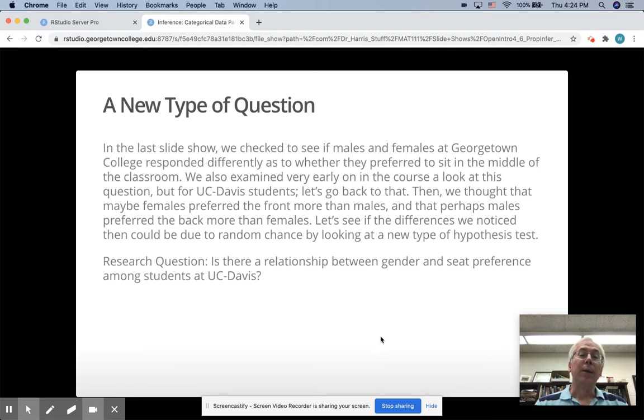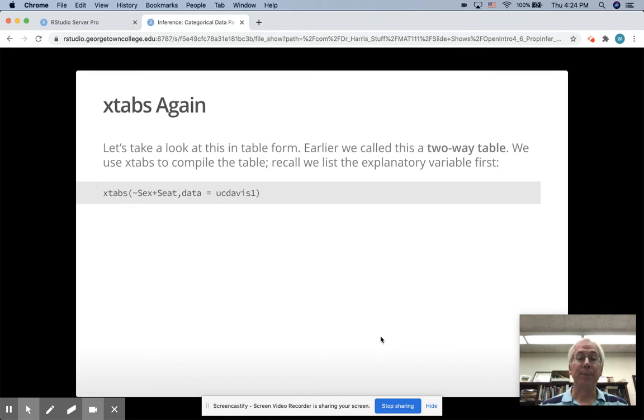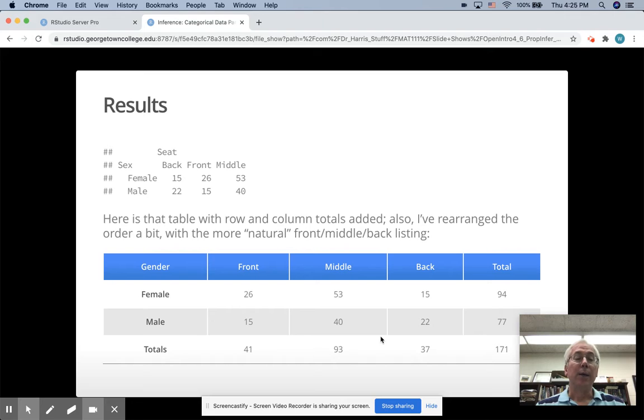Back in chapter 1, it looked like initially that maybe women preferred the front more than men did, and men preferred the back more than women did. So let's see if this new type of hypothesis test indicates that we should believe that that might be the case. And so what we're going to do is look at the result of our friend xtabs with two variables. Remember, we put the tilde followed by the explanatory variable plus the response variable. And if we're not worried about percentages right now, just raw counts, we would get the output that you see at the top of this slide.